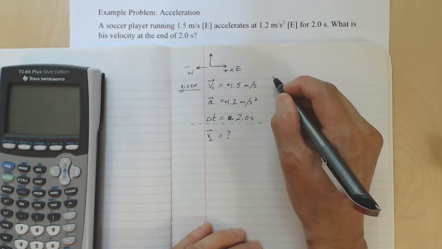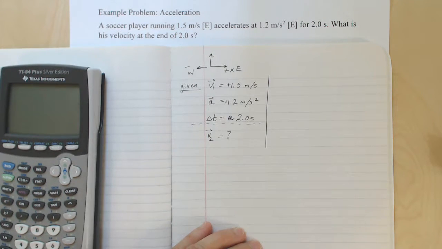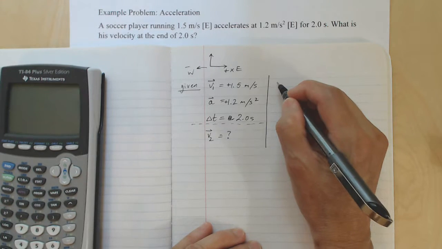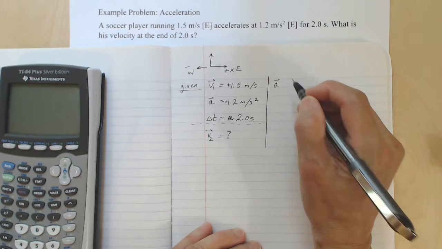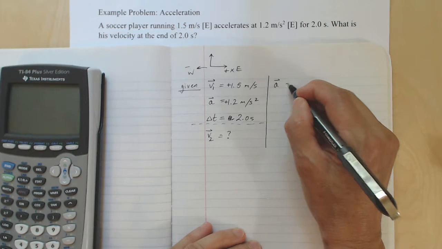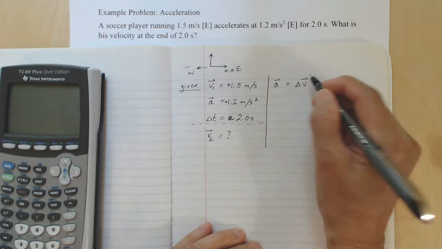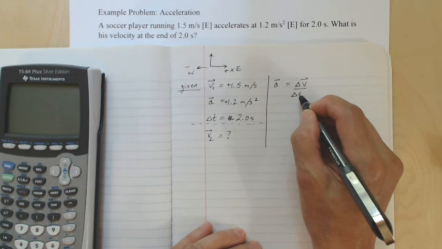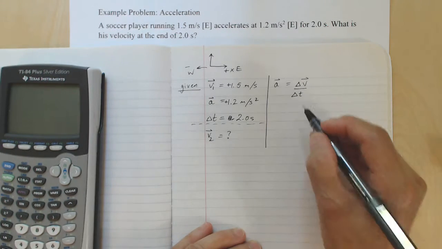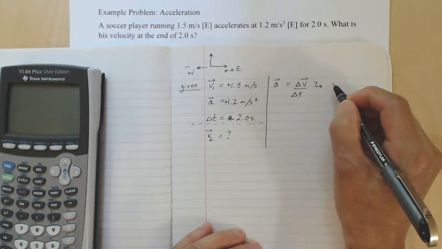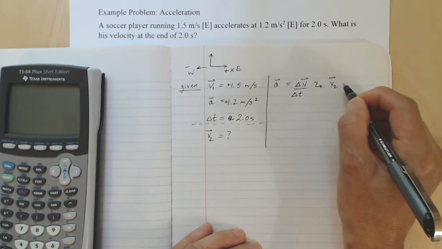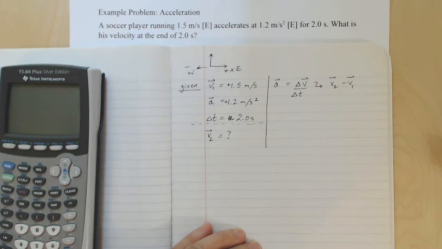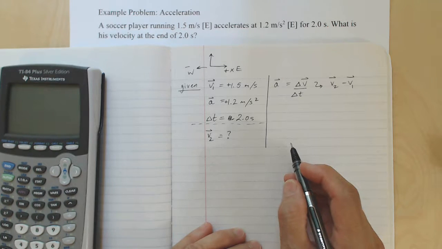Let's go ahead now and begin, after we've written down our givens, by finding some equation or some idea that we can use to help us here. So let's start with the definition of acceleration. Acceleration is the change in velocity over the change in time. And by definition, change in velocity means v2 minus v1. So we have what we need in disguise here. We simply now need to do some algebra.